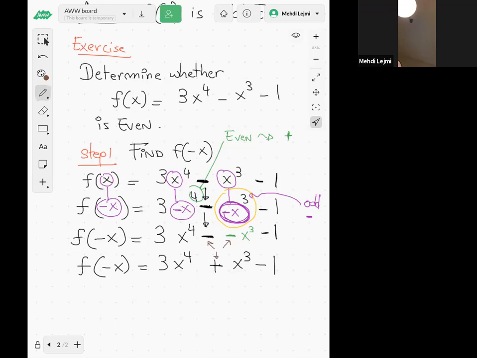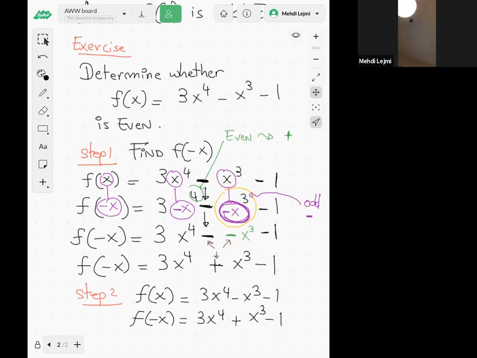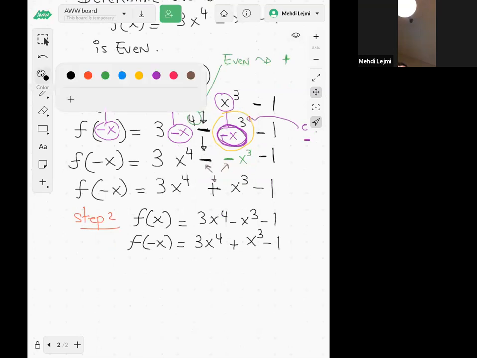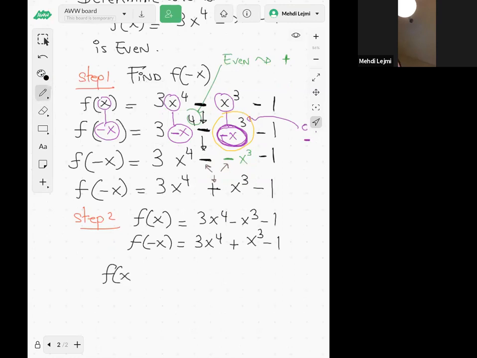All right. So then last step, of course, you compare. So your initial function, which is 3x^4 minus x^3 minus 1, to f of minus x, which is this 3x^4 plus x^3 minus 1. And of course, if you compare these two functions, they are not equal. And so the answer, of course, is f of x is not even.